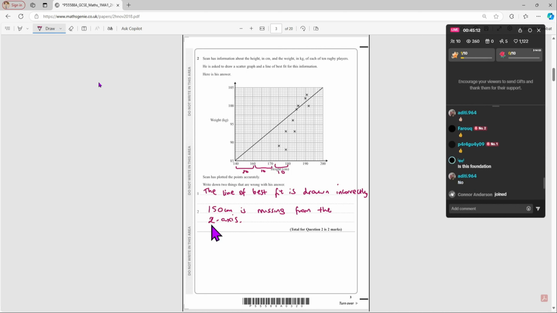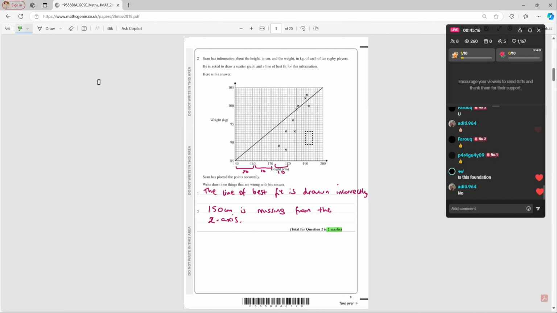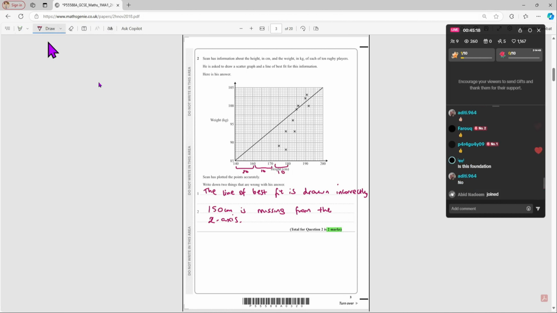So this question was worth 2 marks. 2-mark question. Moving on to our next question. We have question number 3.